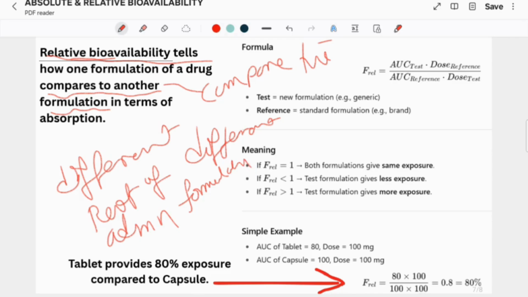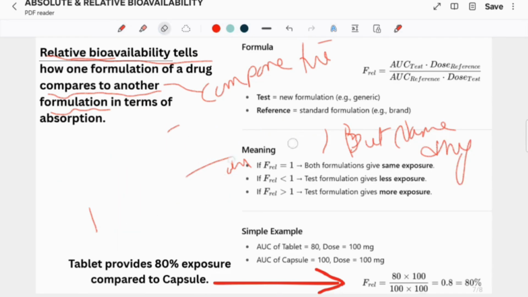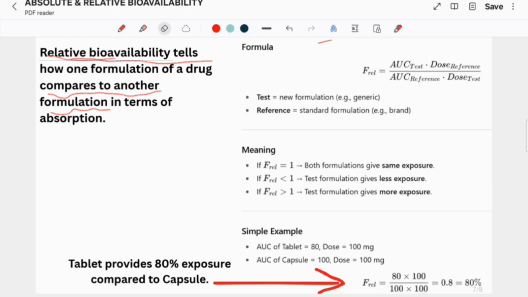So there is no change in route of drug administration. Here we are going to compare two different formulations, but the same drug. There is no change in the drug. We are taking two samples: one is considered as test, means new formulation, and another one is established, that is the reference or standard formulation, or you can say the brand.